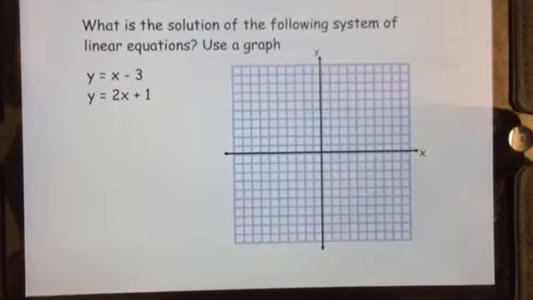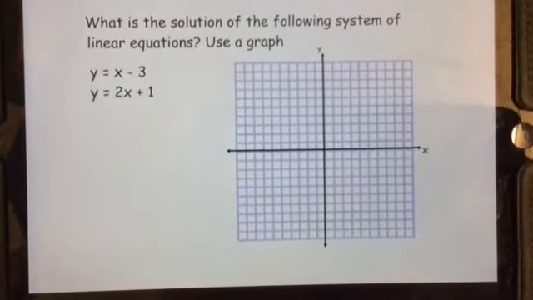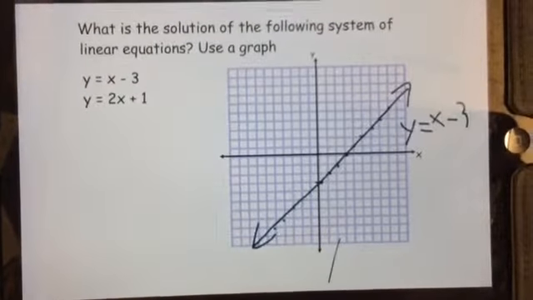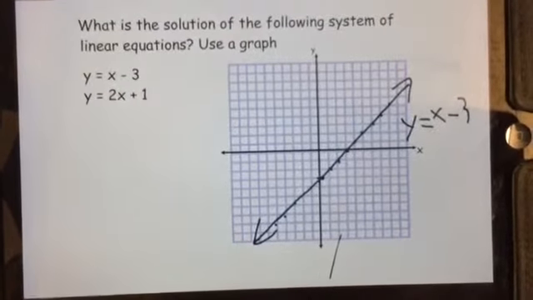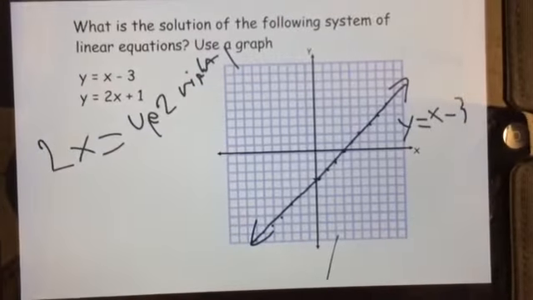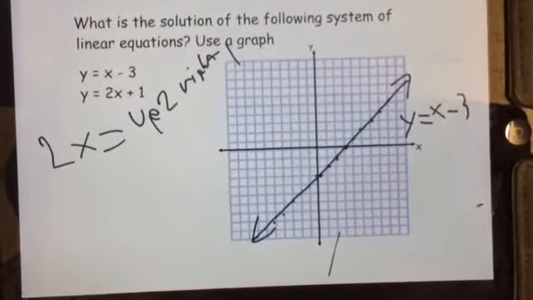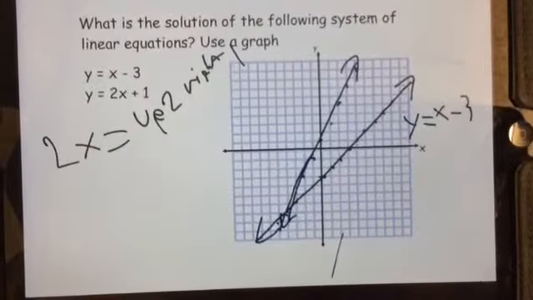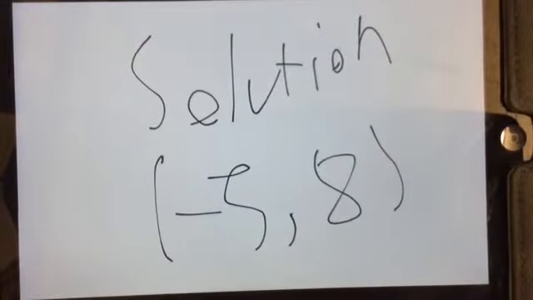So let's do this one. What is the solution of the following system of linear equations? Okay, so since it's y = x - 3, we start at negative 3, which is there, so we just go up one, right one, and then we got that. So next, y = 2x + 1. So we start at 1, and 2x means up 2, right 1, so it becomes that. So that means if you connect them both, the solution is (-5, 8).